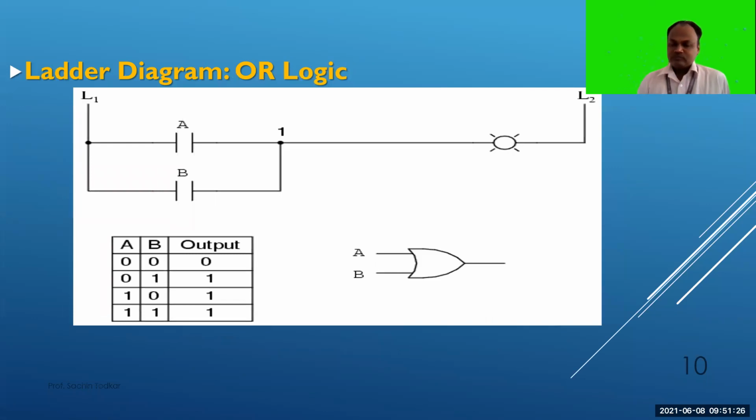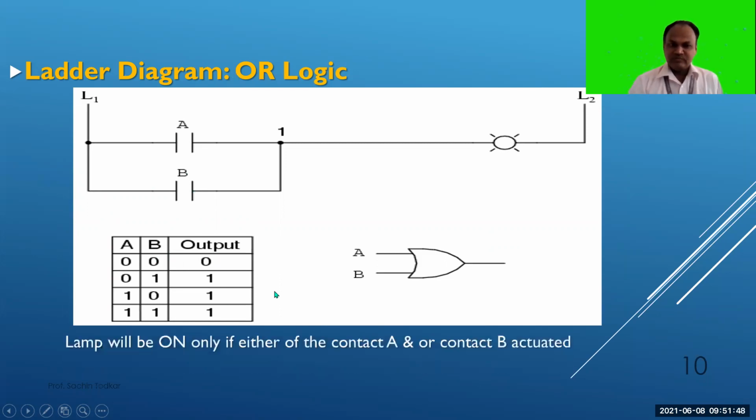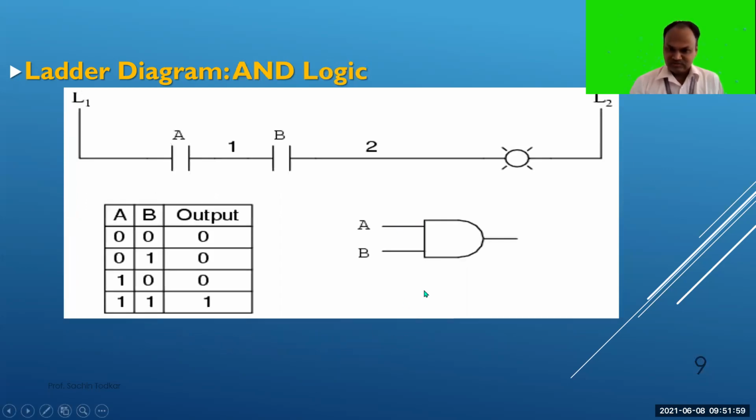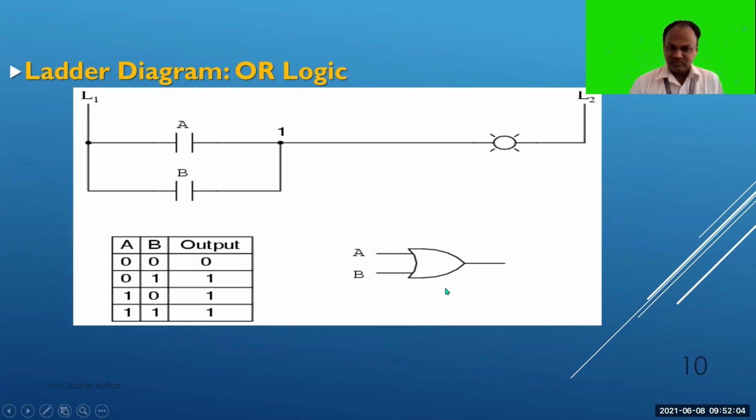Now the OR gate. The OR gate is exactly opposite to the AND gate. Suppose these are two parallel buttons A and B. If both are open, 0, 0, then your output will be 0. But if any one is closed, then your output will be 1. This is the logic of the OR gate. The lamp will be on if either contact A or contact B is actuated. Its symbol is like this. For the AND gate, you have seen the symbol is a semicircular portion. Here it is a somewhat different kind of symbol for the OR gate.